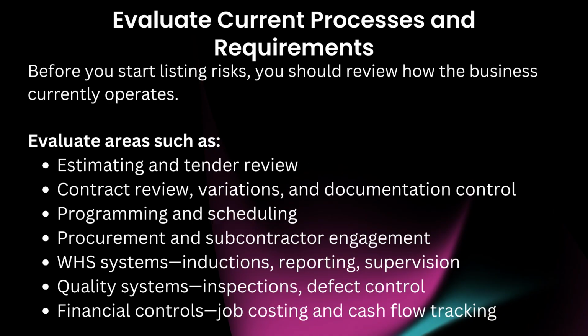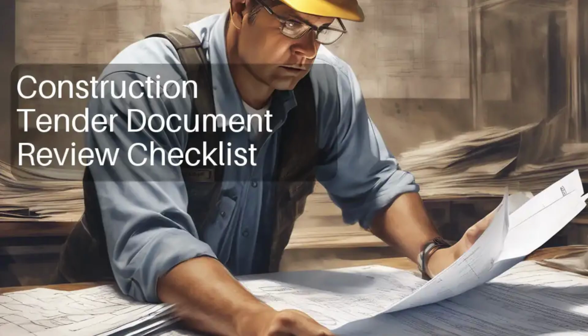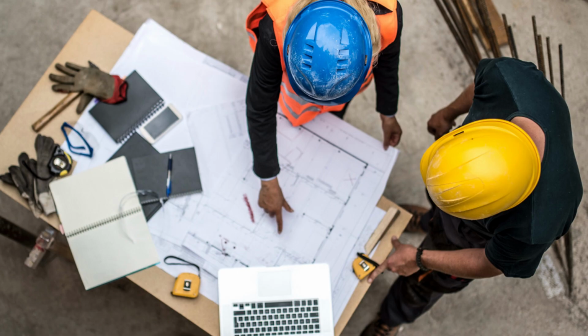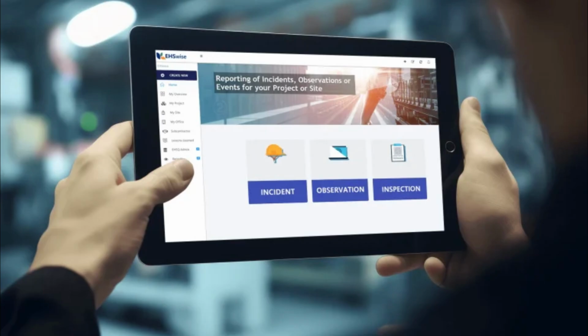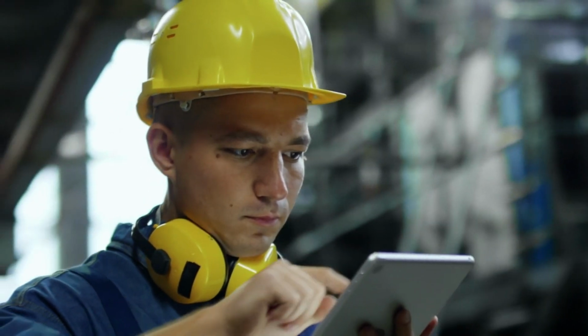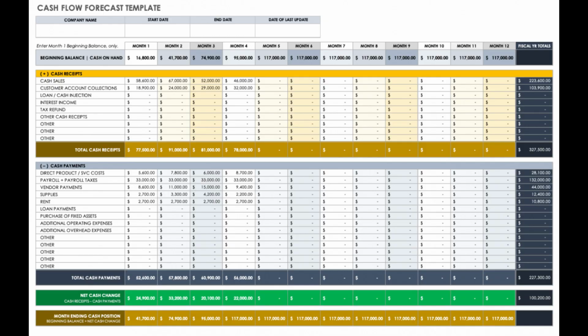Evaluate current processes and requirements. Before you start listing risks, you should review how the business currently operates. This shows what controls already exist and where gaps are likely. Evaluate areas such as estimating and tender review, contract review, variations and documentation control, programming and scheduling, procurement and subcontractor engagement, WHS systems, inductions, reporting, supervision, quality systems, inspections, defect control, financial controls, job costing and cash flow tracking.